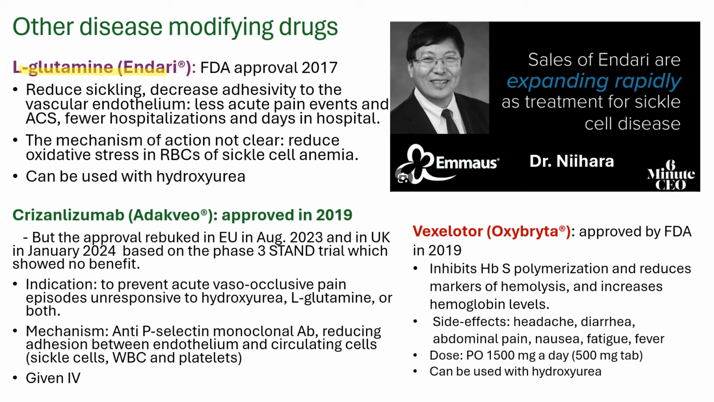L-glutamine, brand name Endari, was approved by the FDA in 2017. It reduces sickling and decreases adhesivity to the vascular endothelium, resulting in fewer acute painful events, less acute chest syndrome, and fewer hospitalizations. The mechanism of action is not clear, but it seems to reduce oxidative stress in red blood cells. It can be used with hydroxyurea.